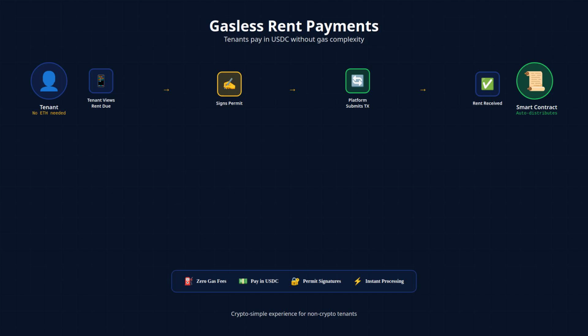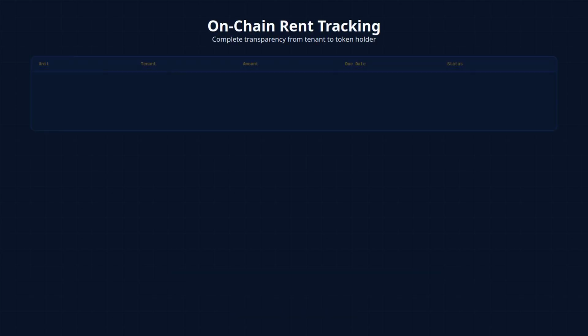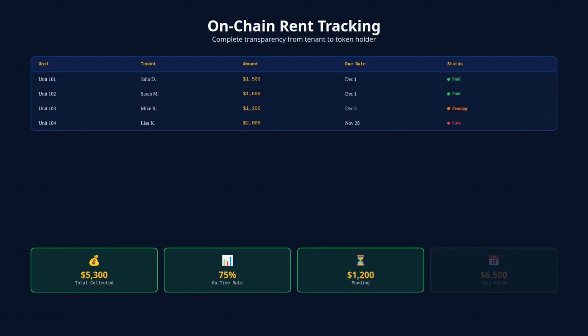Rent flows directly to the property's smart contracts, where it's automatically processed for reserve allocation and investor distributions. Every rent payment is recorded on-chain with complete audit trails. Property managers see real-time payment status across all units. Late payments are flagged automatically. Payment history builds verifiable tenant credit records, and investors can see exactly how much rent each property generates. Full transparency from tenant to token holder.